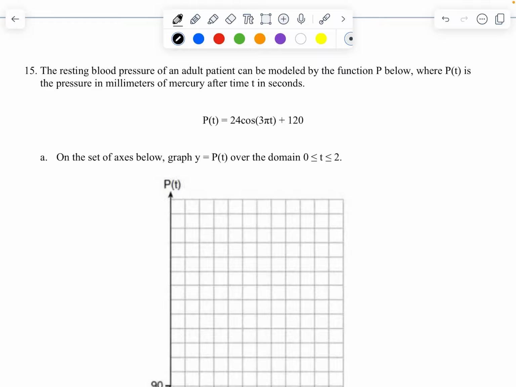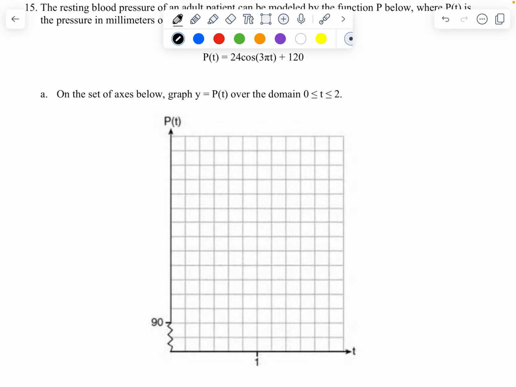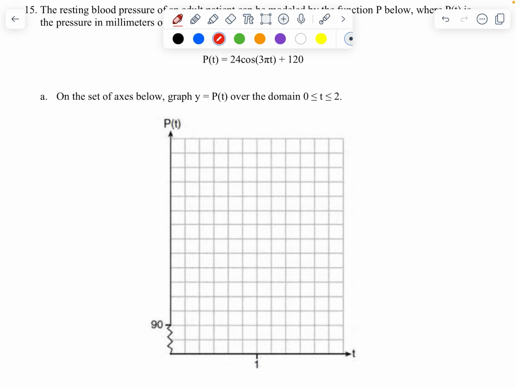All right, last question. The resting blood pressure of an adult patient can be modeled by the function below, where P of t is the pressure in millimeters of mercury after time t in seconds. All right, so we want to graph this. One of the first things I want you to do is to start with your shift. Now, they gave us a graph, and they gave us 90. So I know that I have to draw some type of midline at 120, and I know that I have an amplitude of 24.